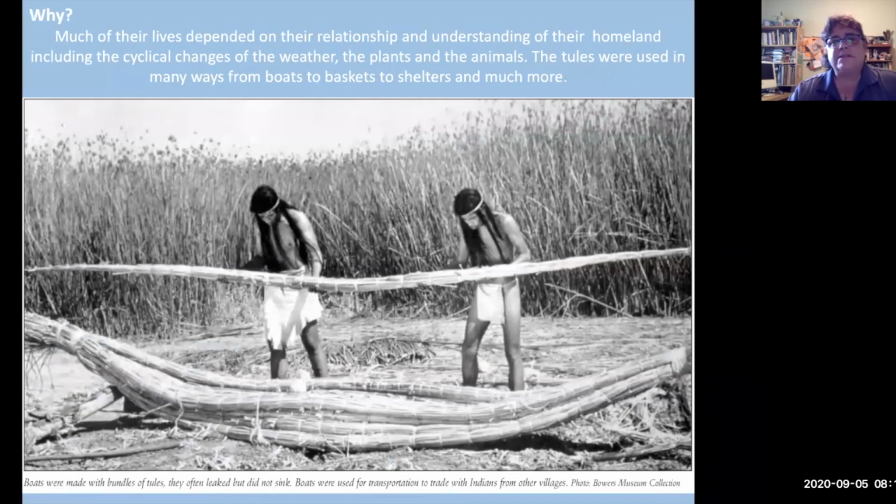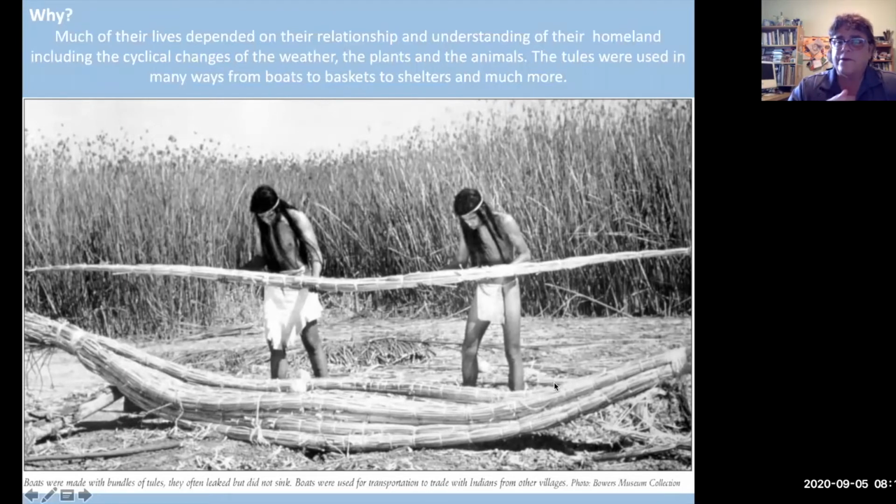So the tules were really important because the indigenous people that lived there, the Tongva people, had a relationship and an understanding of their homeland. They needed to know the cycles of the weather. They needed to know the plants and the animals. They needed to know where the tules were, and they needed to know how to travel from place to place. And so they would take these tules and bind them together to make long, large ropes of tules, and then bind those to other ropes of tules and create what looks like a canoe.